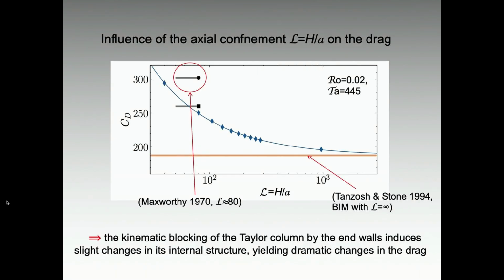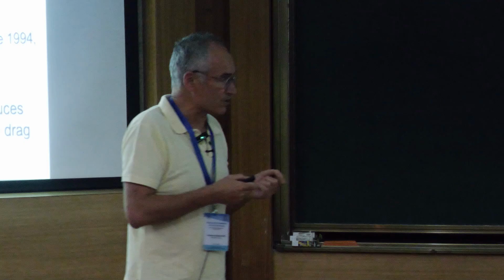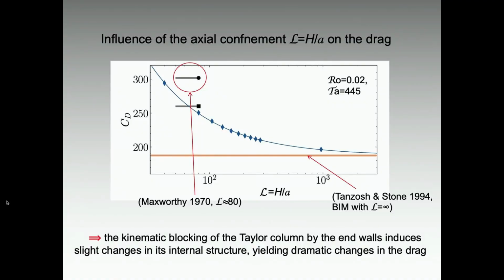So here is the highlight of the show. What we did is that we decided to vary the height of the computational cylinder. Basically, we increased the size of the cylinder from 40 times the size of the sphere to 1,000 times. And we compared the drag we obtained with a prediction obtained by Tanzosh and Stone in the limit of vanishingly small Rossby number using a boundary integral technique.